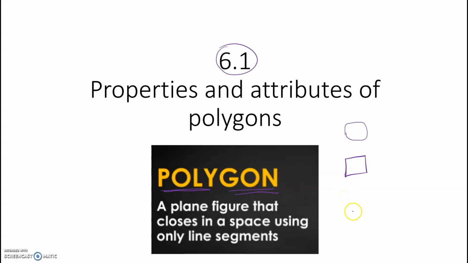And then also make sure that you don't have any overlapping sides. So you don't want any, let's see, we'll do the bow tie. Here we go. So notice this kind of encloses two separate spaces. You want to enclose one space using only line segments. So basically look for no openings, no curves, and no lines crossing.